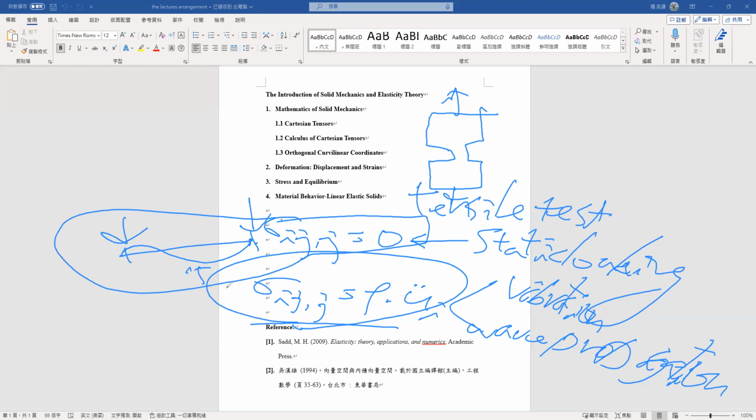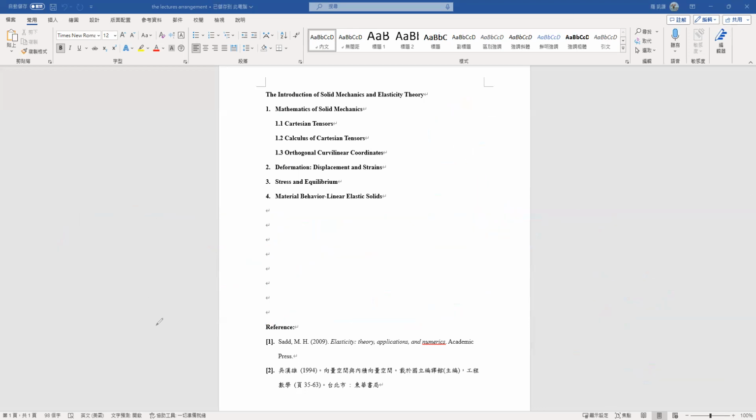In this subject, the information and the concepts are based on Elasticity Theory, Applications and Numerics by Sadd. And another one is the vector and tensor calculation, referred to the engineering mathematics by Han-Xiong Wu.